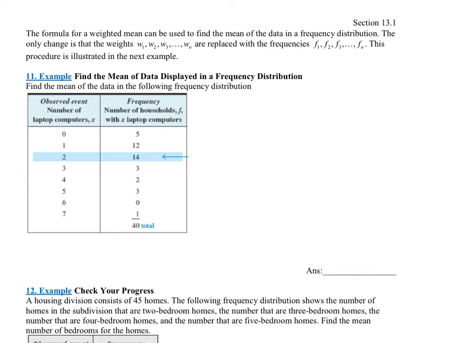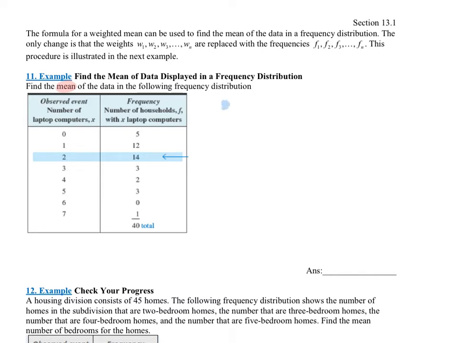So what you do is you do 0 times 5, 1 times 12, 2 times 14, 3 times 3, 4 times 2, 5 times 3, 6 times 0, 7 times 1. And then once you add all those numbers together, you're going to divide it by the total frequency, which is 40 in this case. So that's how you find the mean of that data set. Again, I am not going to find the mean that way because I am allowing you the TI-30XS.